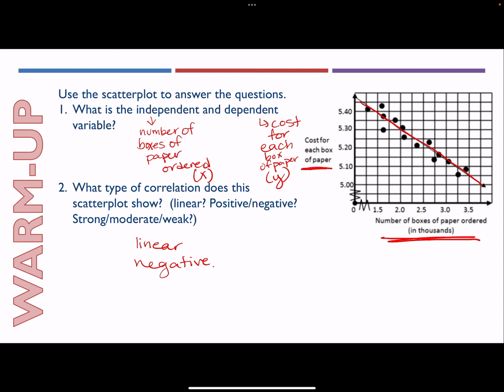And then remember, strong, moderate, or weak, you say to yourself, well, how close are those points to the line? They look like they're pretty close. So I would say it's strong. All right.